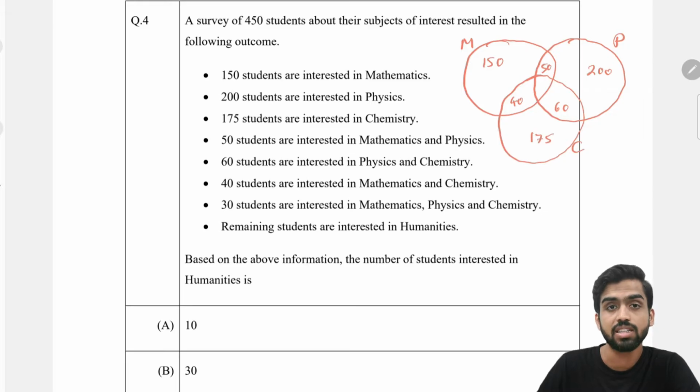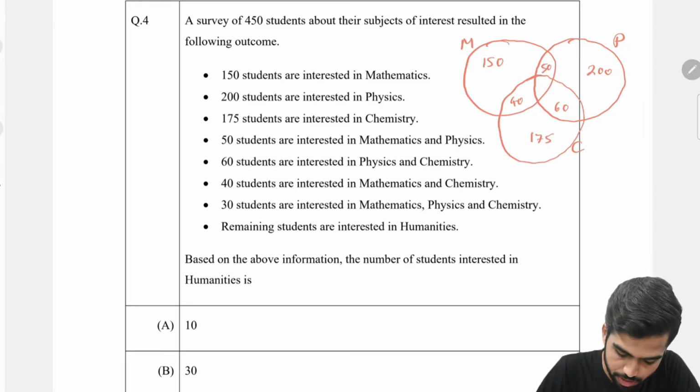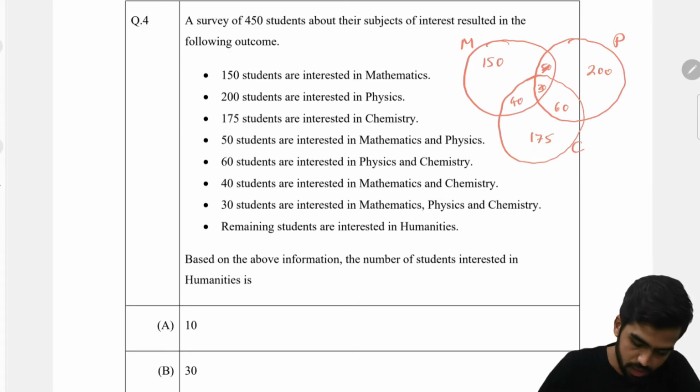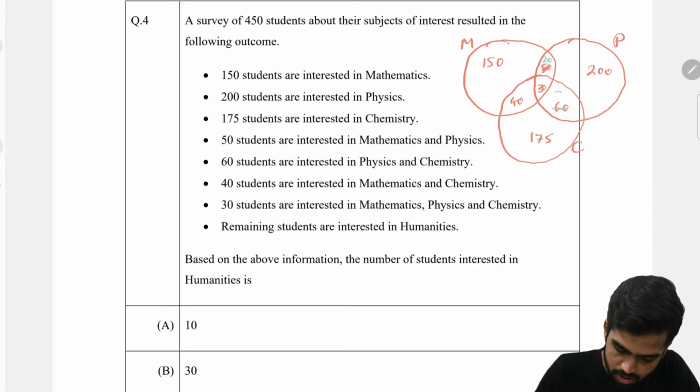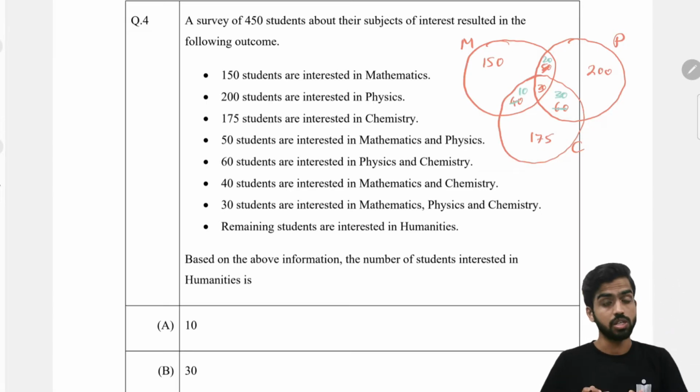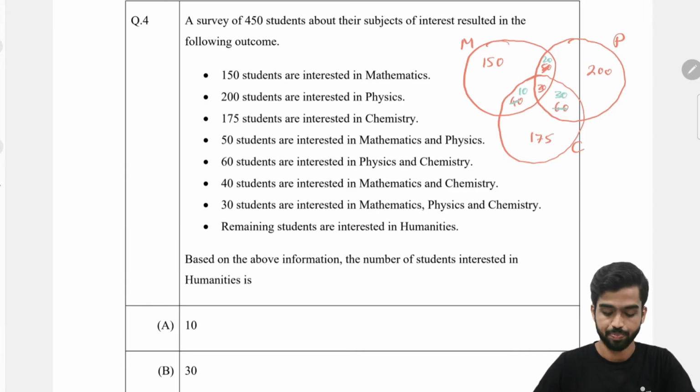So obviously that 30 is the subset of this 50. So this 30, if we write here, then this 50 will change to 20, and this 60 will change to 30, this 40 will change to 10, because this 30 is subset of all of these.